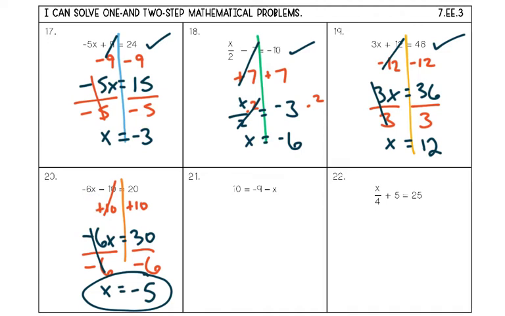-6 times -5 is positive 30. 30 minus 10 is 20. 20 is 20, so I did it right.